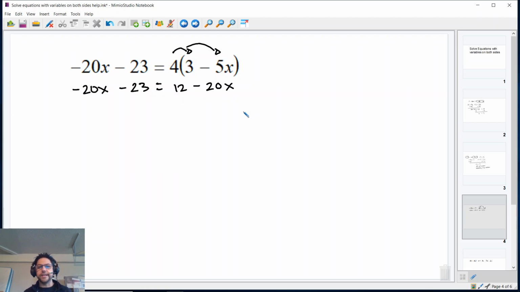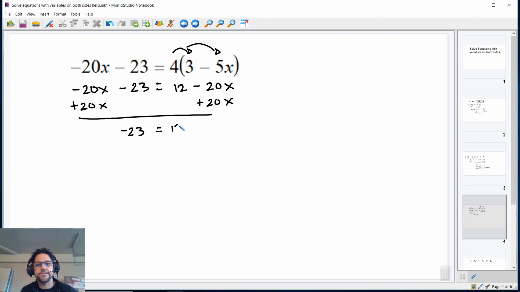Well, we asked you, again, to continue on to be able to get that comparison, if you will. So if I add my 20x to both sides, I'm going to have a negative 23 is equal to positive 12. And as we know, with our basic understanding of numbers, this is not true. And that's when we ask you to go ahead and slash out the equal sign. Not true, or better yet, no solution.